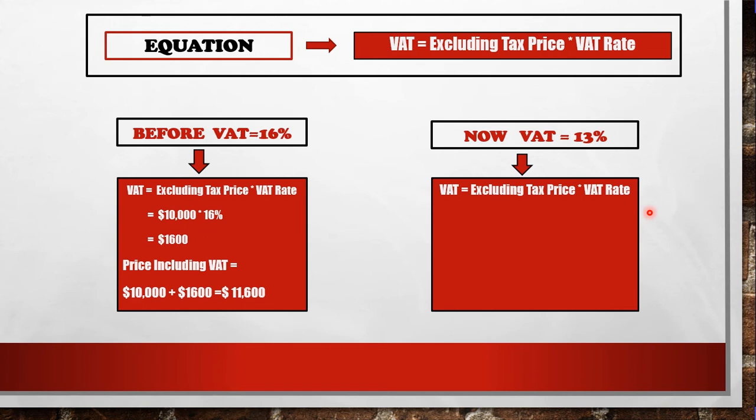Now let's say when it is at 13%. We know VAT, so 10,000 times 13% is $1,300. So we will have the total price for this engine as $11,300. Let's go for another example.